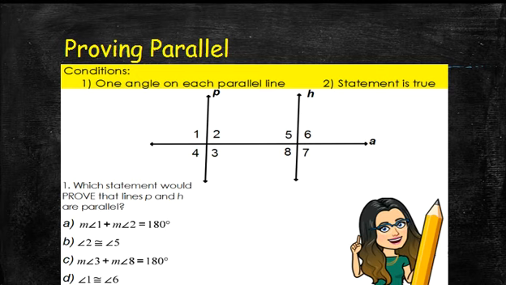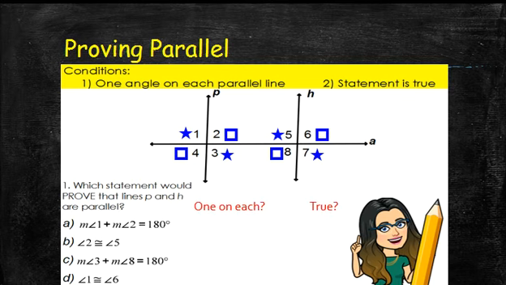One more thing for us to talk about. To prove lines are parallel, a statement has to meet two conditions. First, it has to have one angle on each line. If it doesn't, we don't know anything about the other line. Secondly, it has to be true. So first, let's star box.